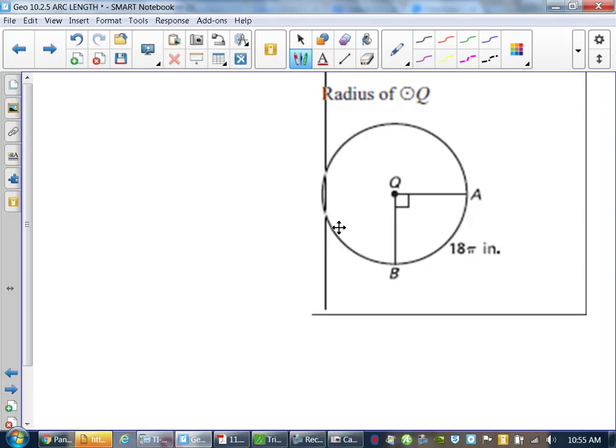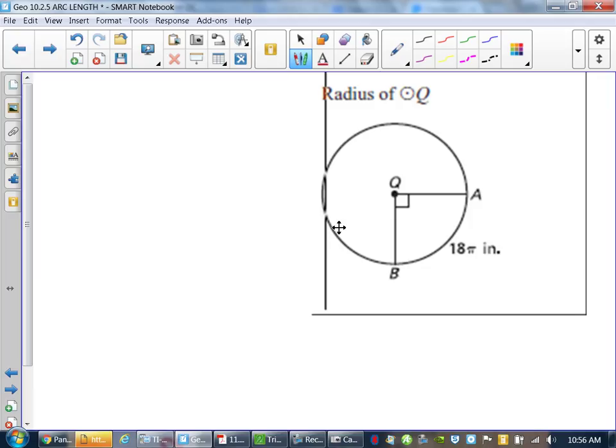So in this one here, we want to find the radius of the circle. We are given the arc length on AB as 18 pi inches. Remember, arc length is a distance. Arc length will not be a degree measure, okay? It won't be a degree measure because you don't walk degrees, you walk feet, you walk inches, things like that. So if we're trying to find the radius, which of these 3 would you use to get radius by itself?